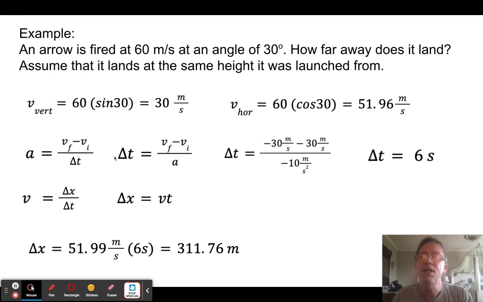If you're using kinematic equations, you set it up this way. I'm using this equation and I'm going to switch it around, so I'm solving it for delta t. I have to remember that a is going to be negative 10, that vf is going to be the negative of this because it's going to be coming down at 30. So negative 30 minus the initial velocity, which was 30. Negative 30 minus 30 is negative 60, divided by negative 10 gives me 6. Either way, okay? Now I know it's in the air for 6 seconds, so how far is it going to travel in those 6 seconds? Well, it's traveling horizontally at 60 cosine 30, or 51.96. So this times the time it's in the air is going to give me how far away it lands.